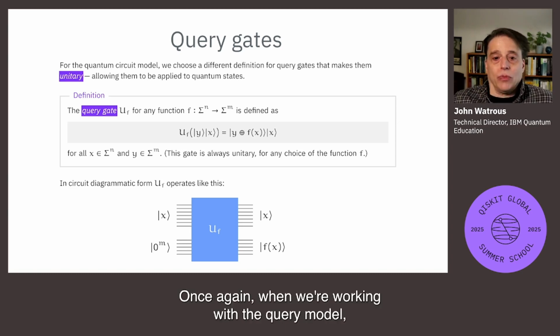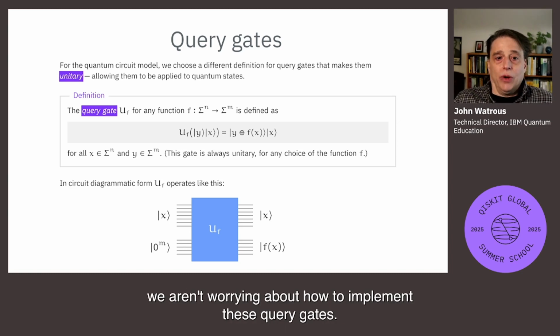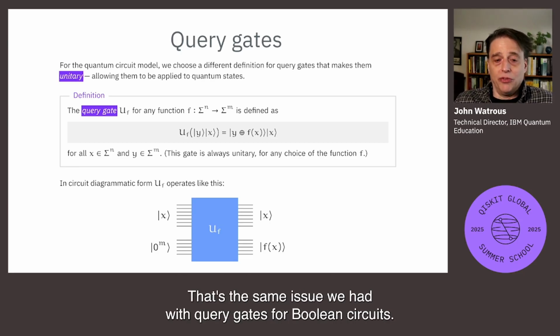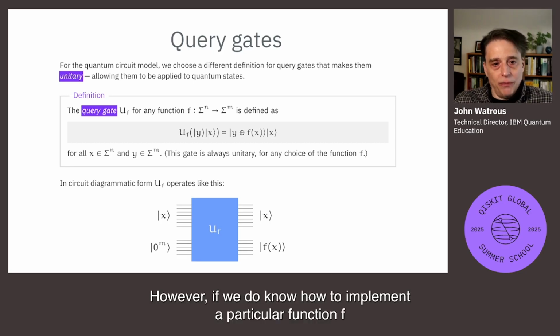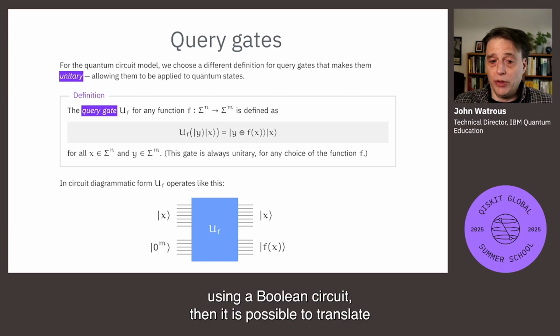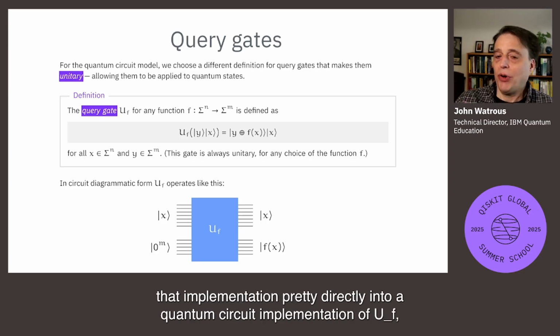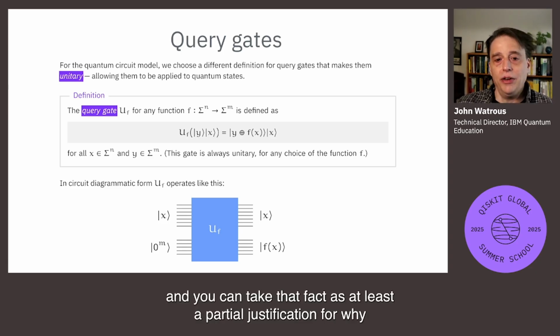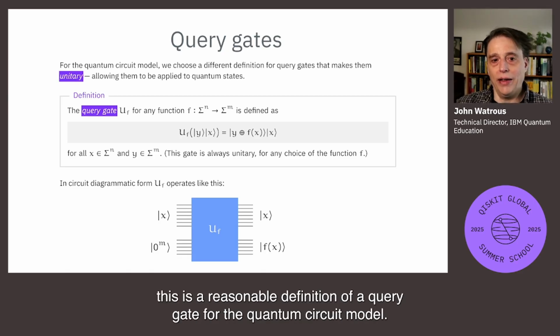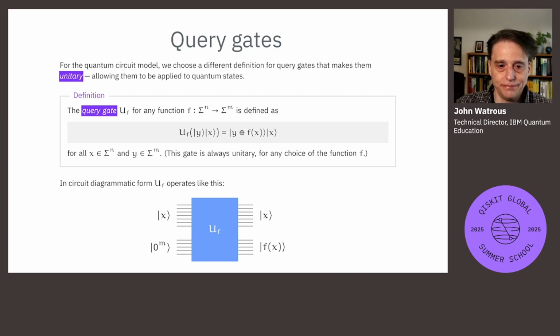Once again, when we're working with the query model, we aren't worrying about how to implement these query gates. That's the same issue we had with query gates for Boolean circuits. However, if we do know how to implement a particular function f using a Boolean circuit, then it is possible to translate that implementation pretty directly into a quantum circuit implementation of U_f. And you can take that fact as at least a partial justification for why this is a reasonable definition of a query gate for the quantum circuit model.